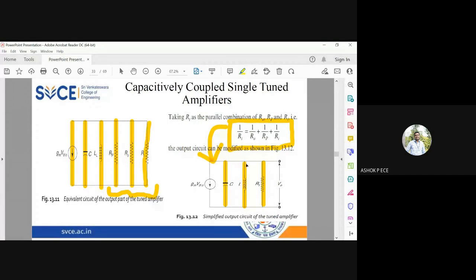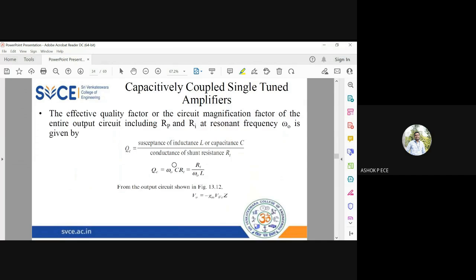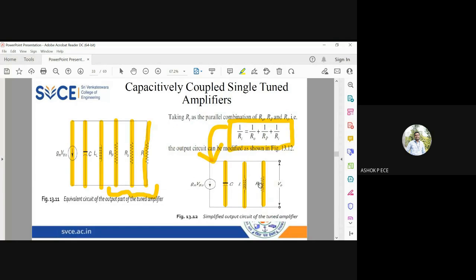When I told you in the very beginning, the quality factor for a series circuit is X by R, and the quality factor for components connected in parallel is R by X. So see here, quality factor for this circuit Q_E is given by R by X. What is the resistance here? R_T. So it is R_T by X. X can be either the reactance of the capacitor or the reactance of the inductor.